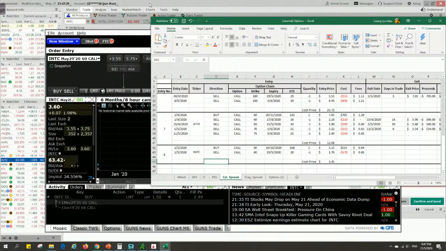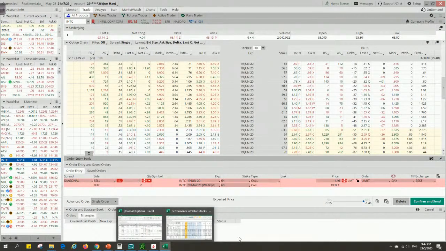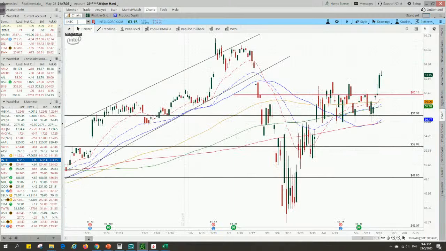All right. So Intel is out of the way. All right, let us talk about diagonal spread next, and that is TSM.